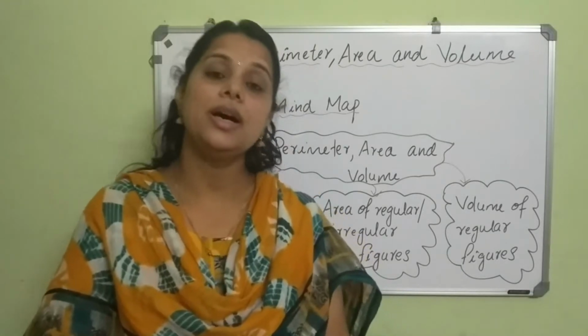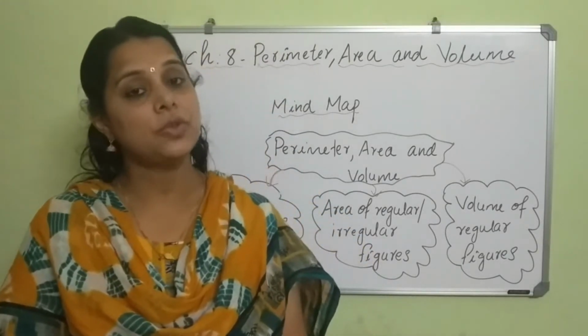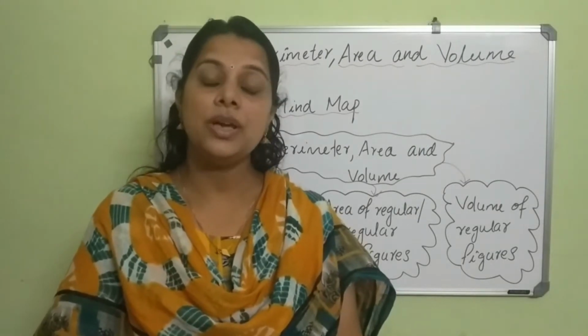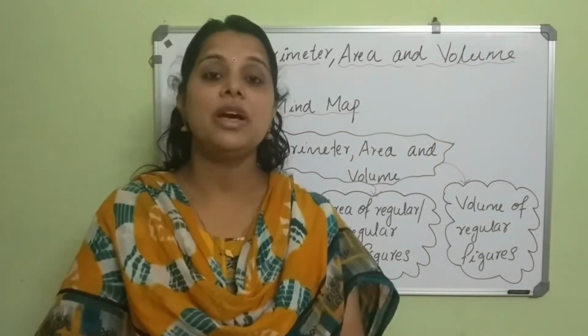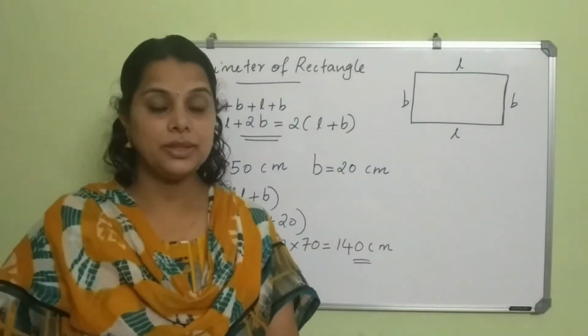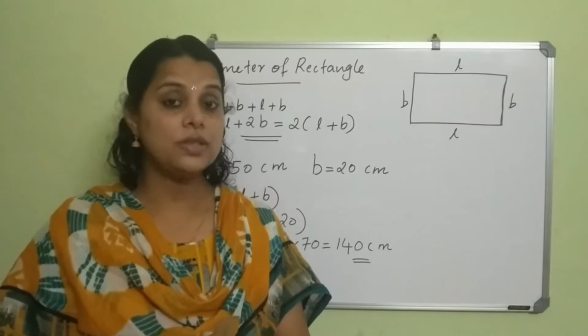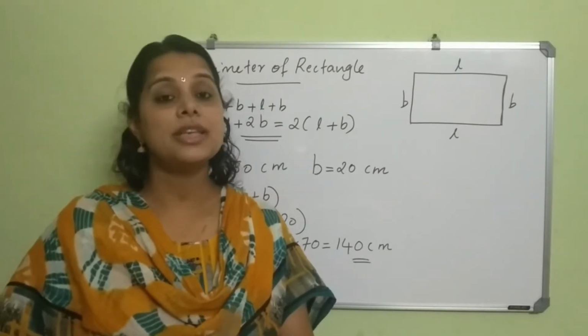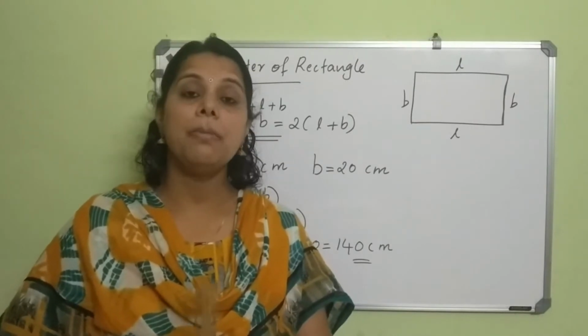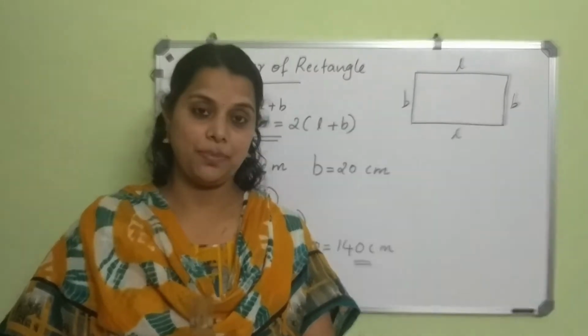You have already learned how to find perimeter of a square and rectangle in your previous class. Today we are going to revise it and we are going to learn area and volume. What is a polygon? A polygon is a closed figure made up of straight lines. We can find perimeter of a polygon by adding the length of the sides.